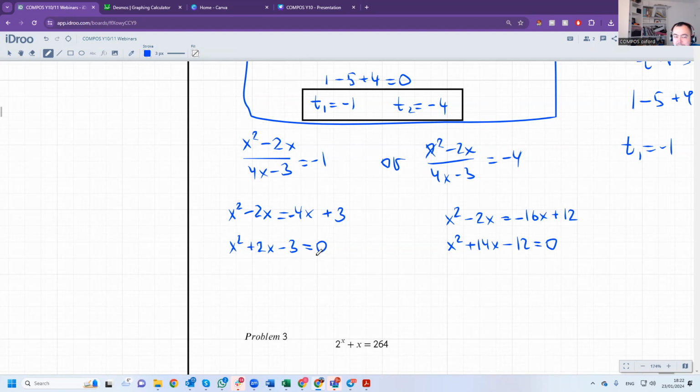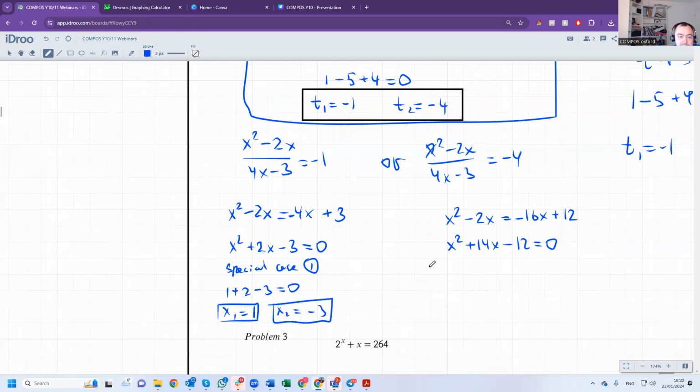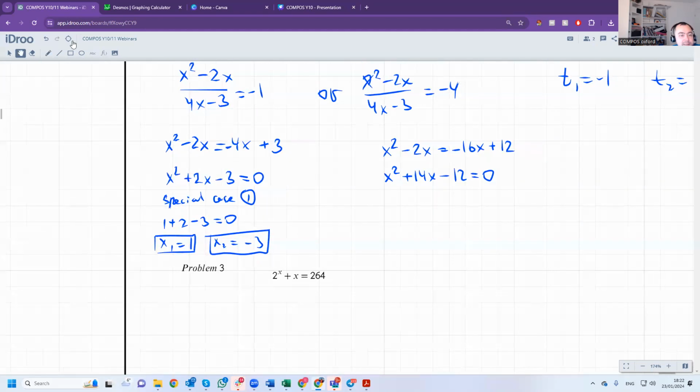Can somebody see special case number 1? Yeah, special case 1. So 1 plus 2 minus 3 equals 0. That means x1 is 1 and x2 is minus 3. So solving quadratic equations gets really easy.